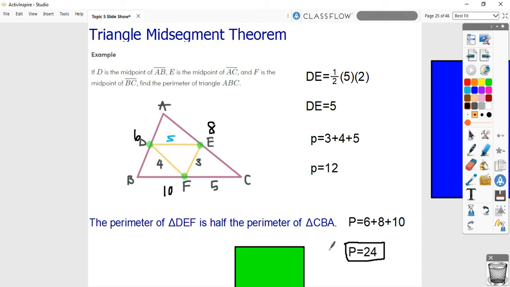Again, be sure you are answering the question that's being asked. The question is asked, find the perimeter of triangle ABC. Okay, we used the perimeter of the inside to find it, but that doesn't mean that's our final answer. Our final answer is to look at the question that's being asked, which is going to be 24, not 12.